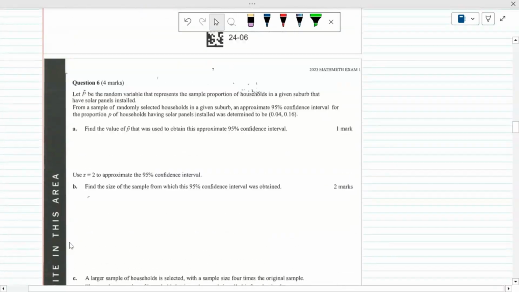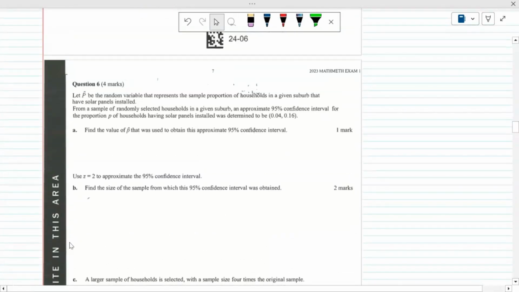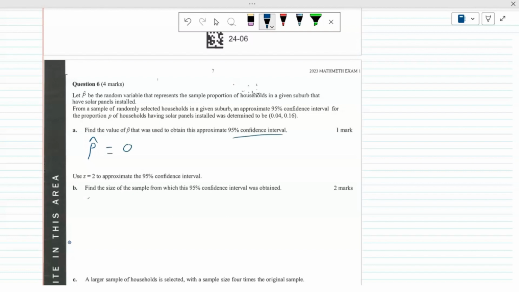All right. That finishes question 4. So let's move on to question 5. Let p hat be that random variable that represents the sample proportion of households in a given suburb that have solar panels installed from a sample of randomly selected households. So now the 95% confidence interval. So when I get the p hat, that's going to be the lower confidence plus the upper confidence divided by 2. That's going to be 0.2 divided by 2. That's going to be 0.1, which is 1 over 10.